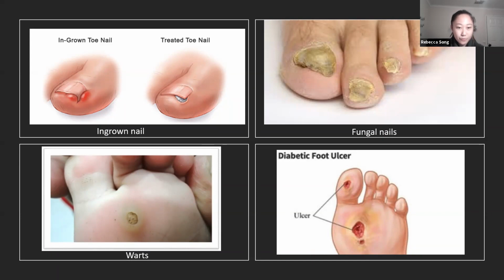Warts, the bottom left photo, are also very, very common in children as well. And they can be picked up in communal areas such as swimming pools and communal showering areas. So it's actually the human papilloma virus that has invaded the immune system. And it's a very smart virus because it avoids the immune system completely. So the immune system doesn't know it's there, and that's why it can't get rid of it.